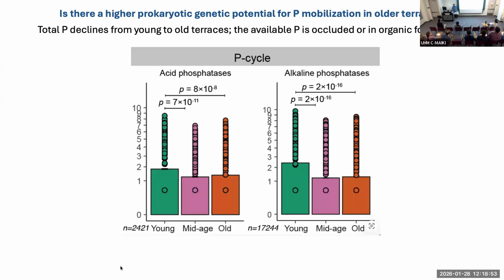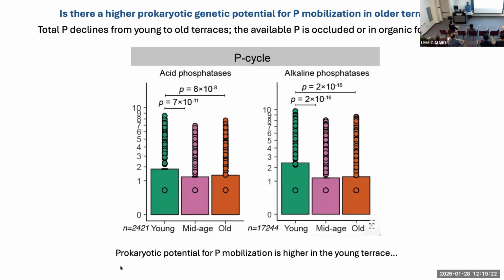We focused here on acid phosphatases, alkaline phosphatases, and also phytases for prokaryotes. We couldn't find significant differences for phytases, but you can see here that prokaryotic acid phosphatases, so the potential for their abundance, is actually higher in young terraces, which is pretty much the same situation as we were seeing with the nitrogen cycle, or the genes that could favor nitrogen mobilization. The same prokaryotic potential for phosphorus mobilization is higher in the young terrace.